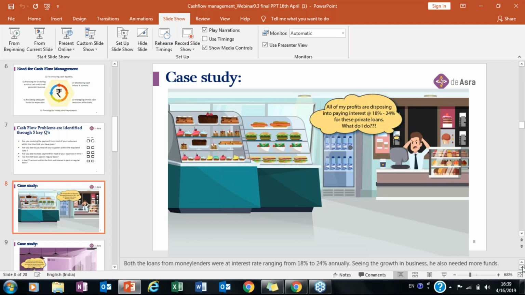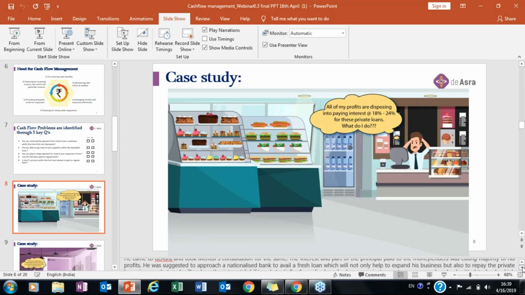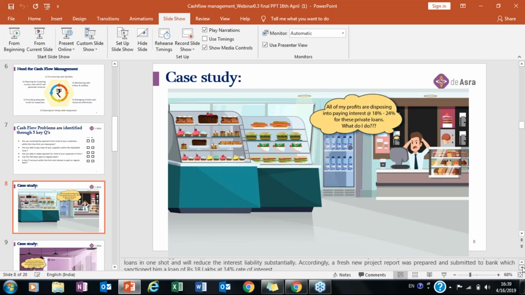rates. So further, we suggested he approach a nationalized bank to avail a fresh loan, which will not only help him expand his business substantially, but also repay the private loans in one shot, which will reduce the interest liability sustainably. A project report was prepared after studying and vetting his business and submitted to a nationalized bank, which sanctioned a loan of 18 lakh rupees at a very low interest rate of 14% per annum for the business.